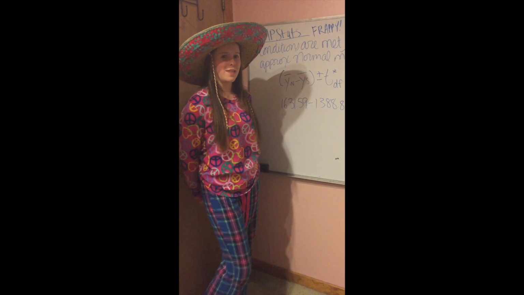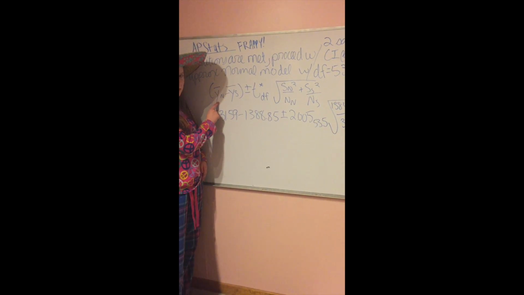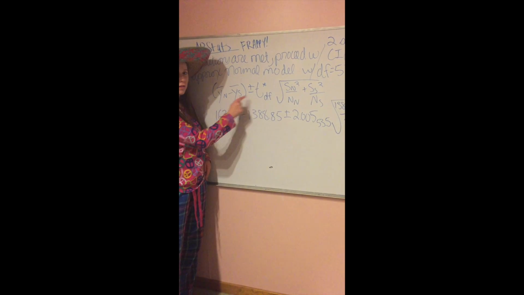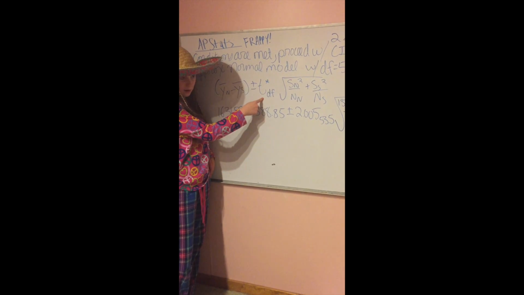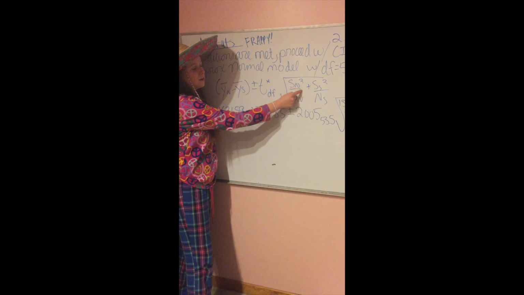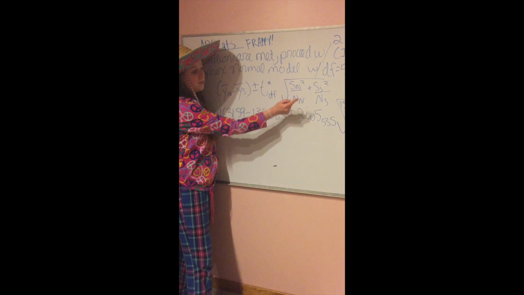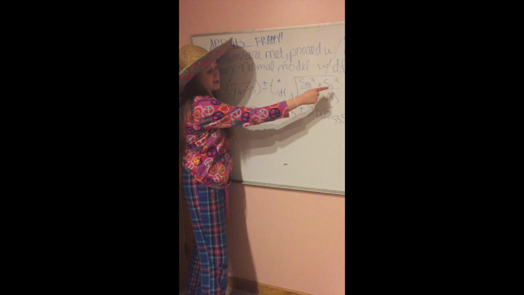The formula for this is y bar of the north minus y bar of the south, plus or minus the t-score, which I will show you how to calculate later, with the degrees of freedom, times the square root of the standard error of the north squared divided by the sample size of the north, plus the standard error of the south squared divided by the sample size of the south.